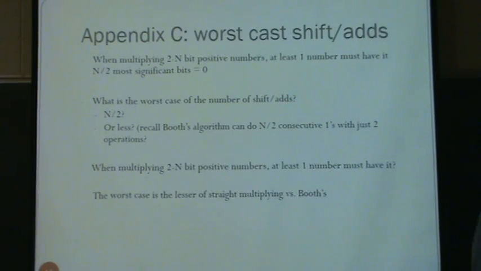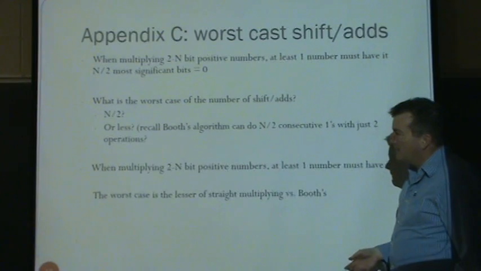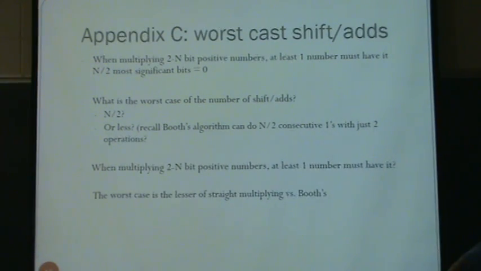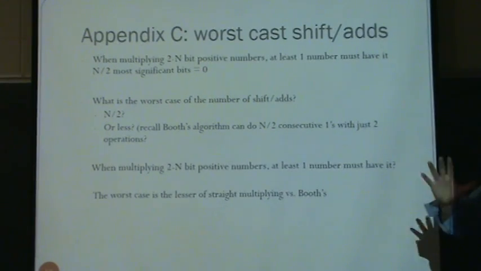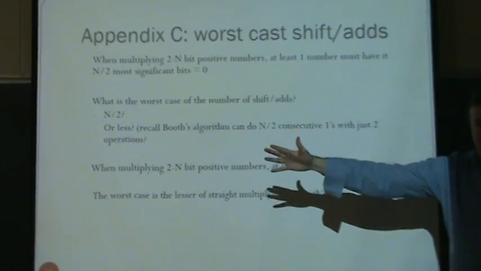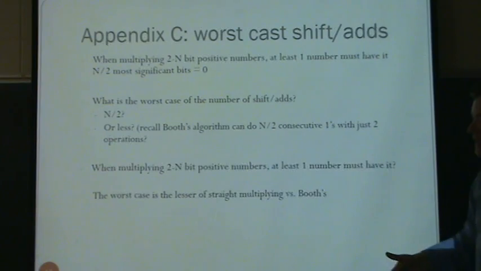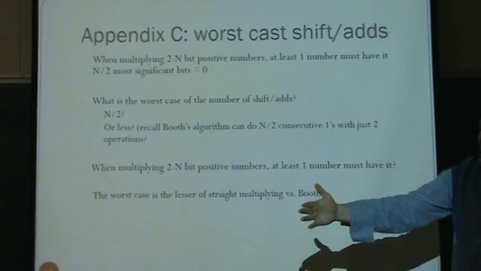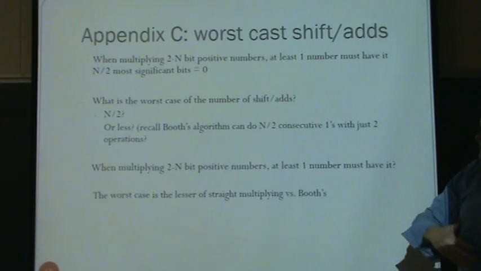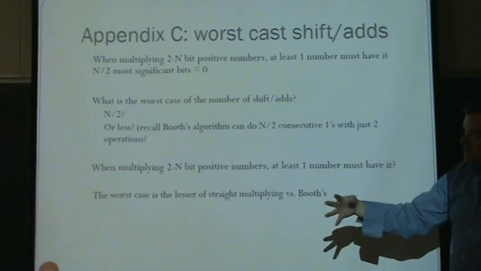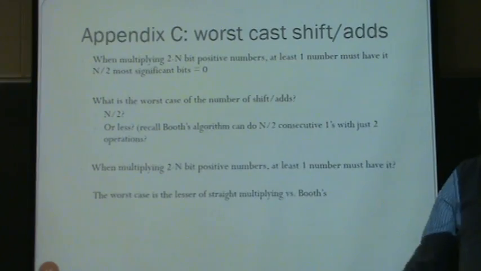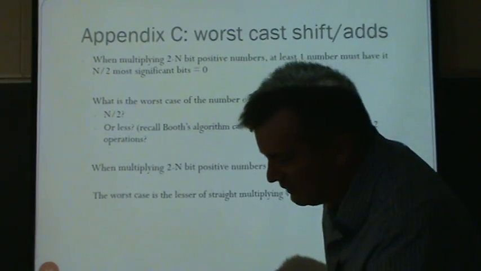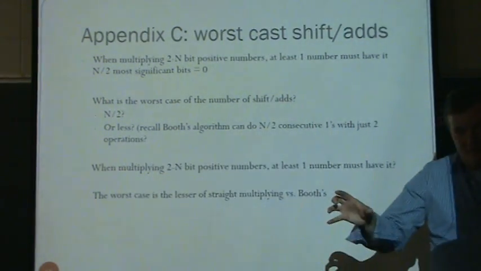Okay, so the worst case scenario of how many shifts and adds: if you have n bits, one number has half of them, the upper half, all zeros. Otherwise, we can't do the math. And once that's the truth, then what's the worst case for the lowest set of bits? It's not n over 2. Using Booth's algorithm, we could make it almost half that. A little bit more than half of that would be the number of times we would have to design the hardware to do the shift.